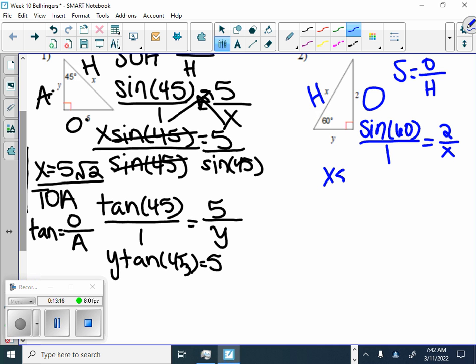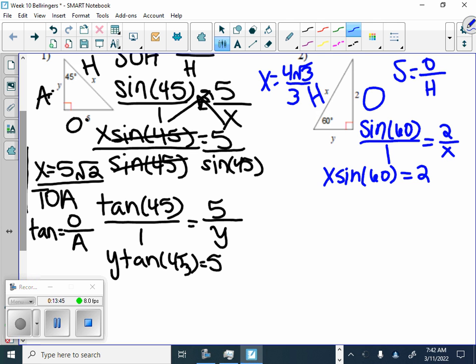So x sine of 60 equals 2. And then when you divide both sides by sine of 60, there we go. You get that x is 4 square root of 3 over 3. Okay, if you get a decimal, you can hit those arrows right above enter and convert it back. Okay? Yeah, Miley.